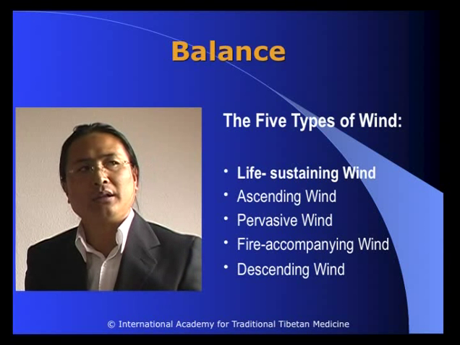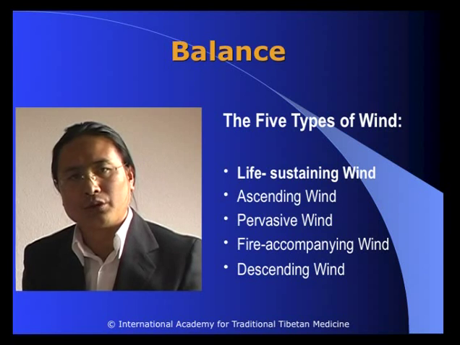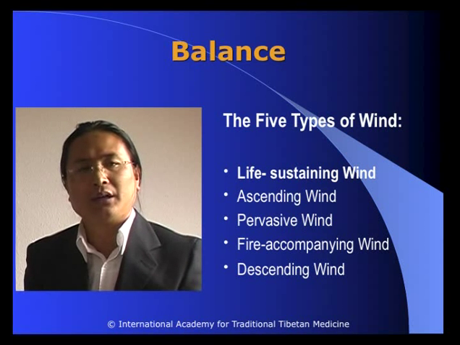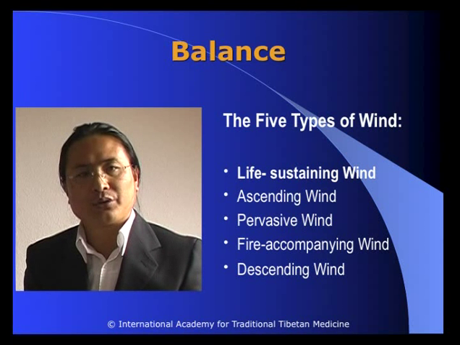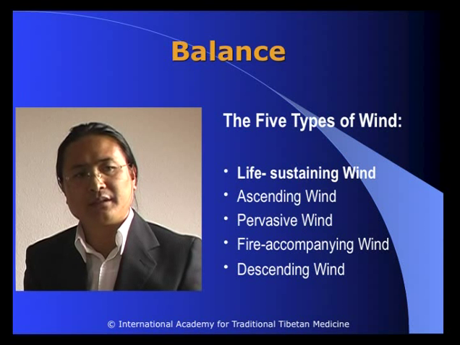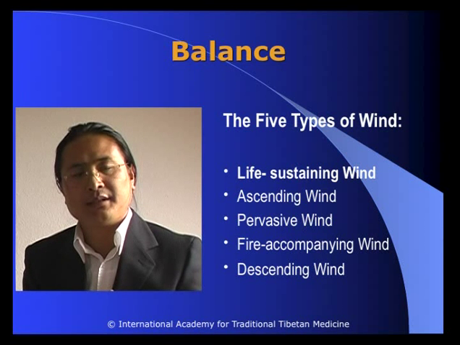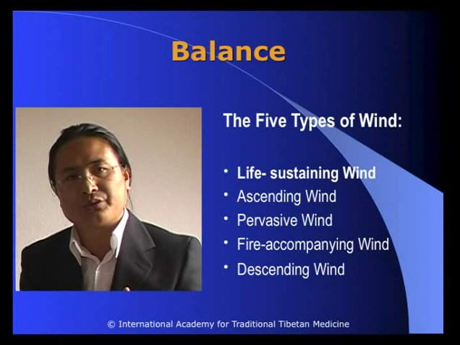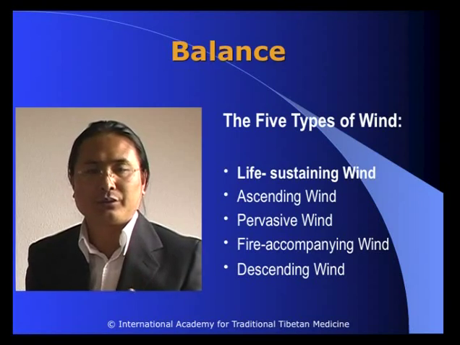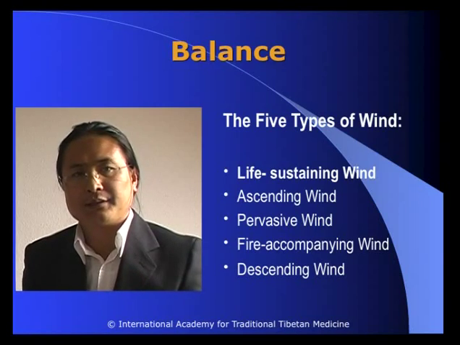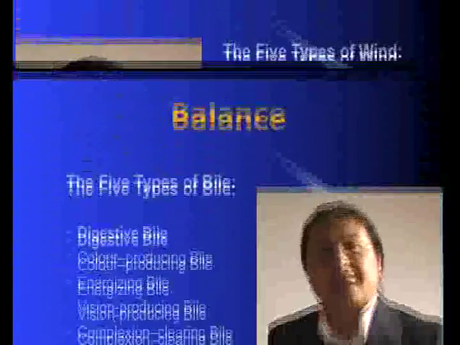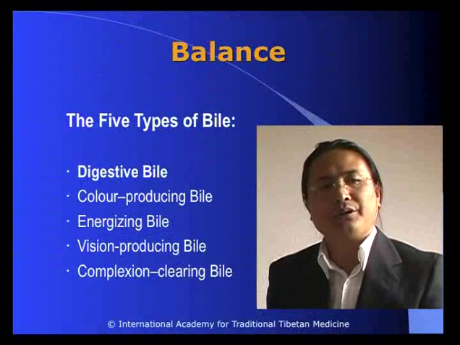And each of these winds, they have their own locations and they have their own characteristics. According to Western medicine, this wind energy system is quite close to our brain function or our nervous system. And the second humor is called the bile.